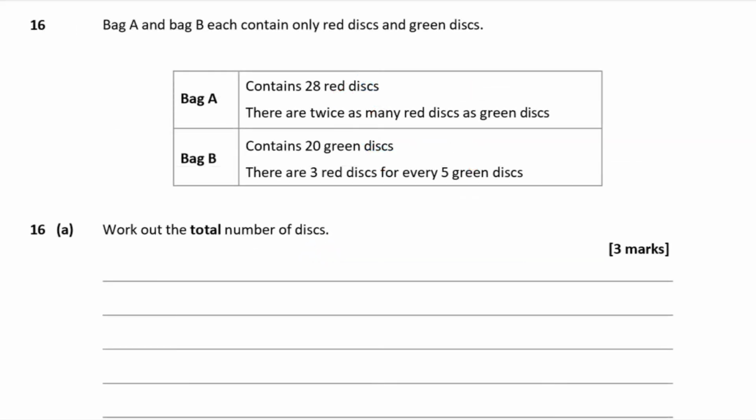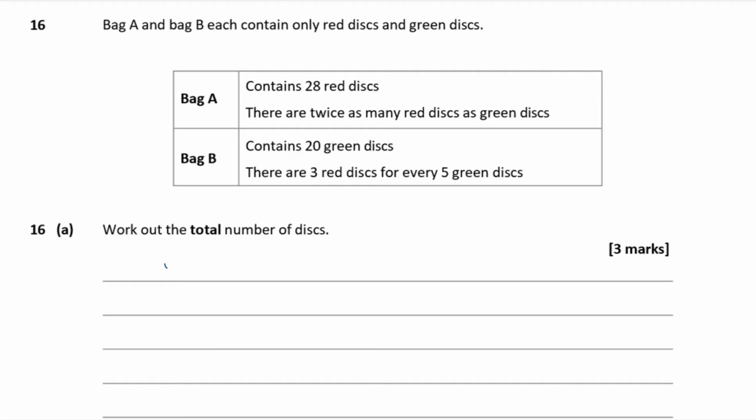Question 16. Bag A and Bag B each contain only red discs and green discs. Bag A contains 28 red discs. There are twice as many red discs as green discs. Bag B contains 20 green discs. There are 3 red discs for every 5 green discs. Work out the total number of discs. Right, so bag A contains 28 red discs, and there are twice as many red discs as green discs.